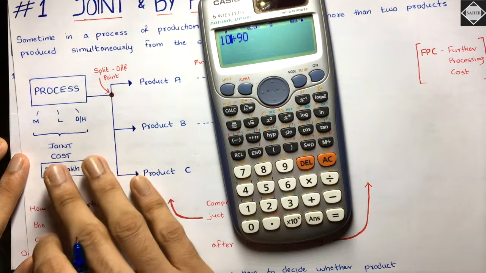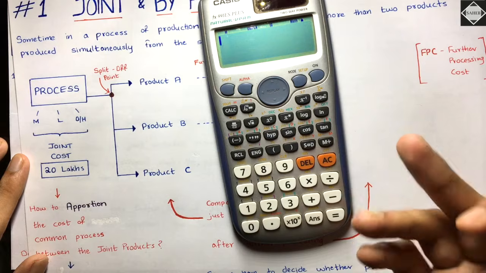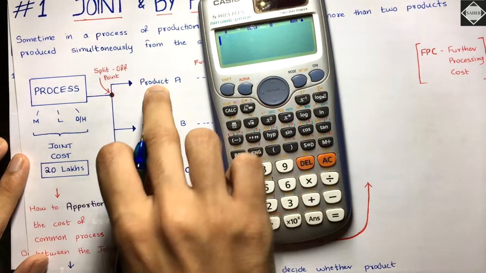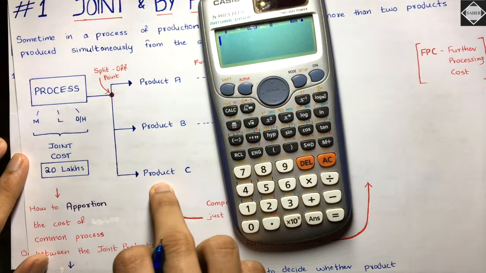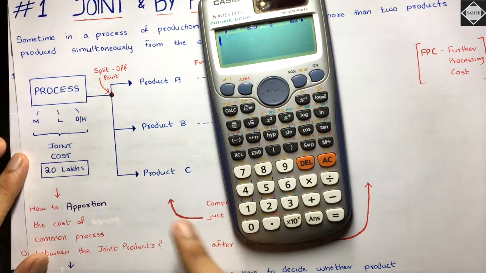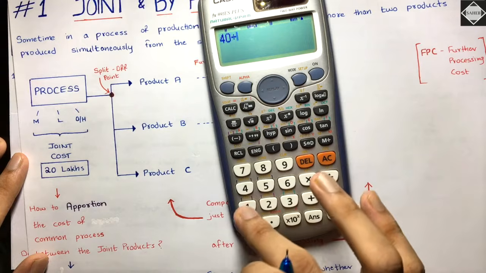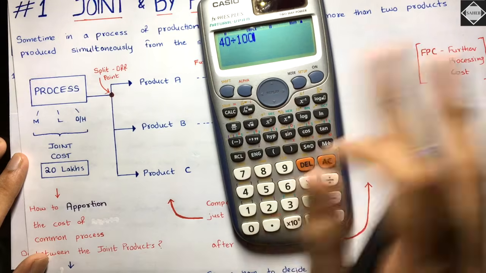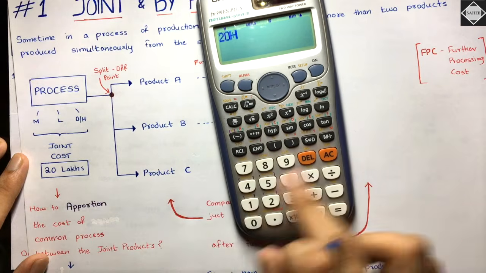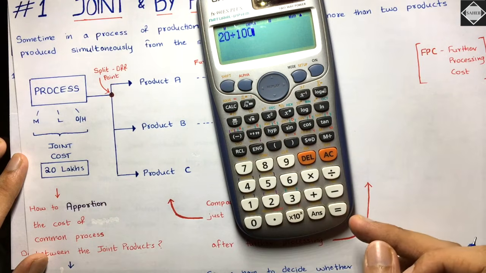If there was no normal loss, what would have happened? Simple, you just see the output only. Let's say 40 of product A, 40 of product B, and 20 of product C. Then you simply take 40 divided by 100, the same with product B, and with product C, 20 divided by 100. This way you have to go about the losses.